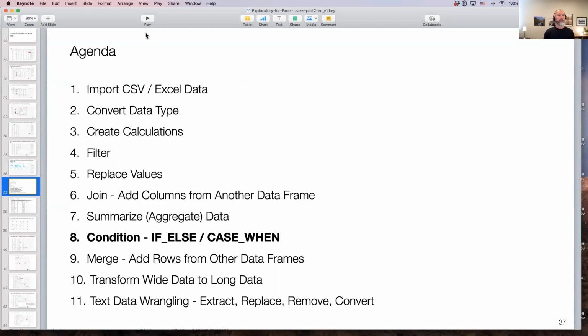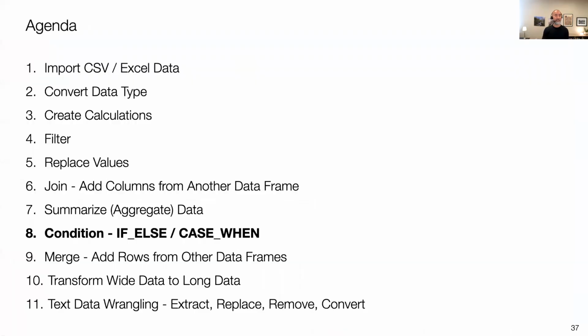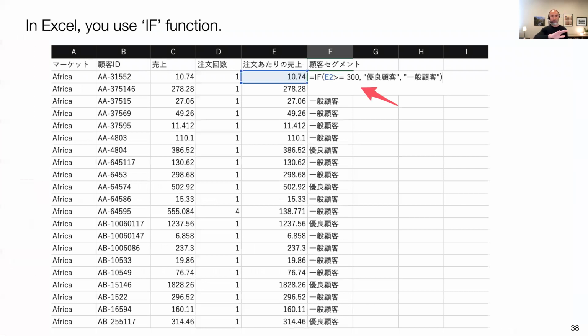Oh, okay. The next one is the condition. And if else or case when. This one, in Excel, sorry, with some Japanese letters here, but I didn't have time to refresh this one with English. But anyway, in Excel, you would use the if function: if the given condition matches, you want to assign a particular value, otherwise another value, those types of things.